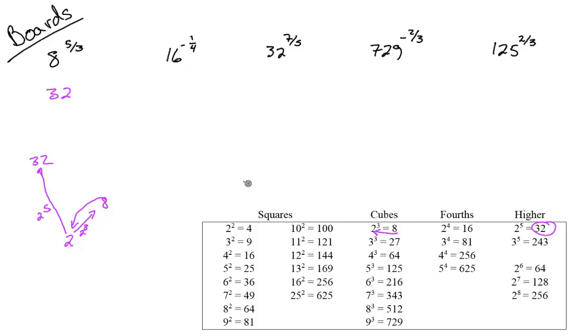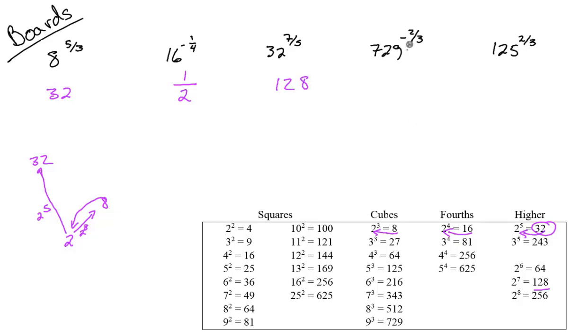All right, 16 to the negative 1/4. So we've got to do the fourth root of 16. So that is 2. To the first power is 2, but it's a negative exponent, so it's 1/2. Good. 32 to the 7/5 power. 32, fifth root, we're doing a lot of 2's here, is 2 to the 7th power is 128.